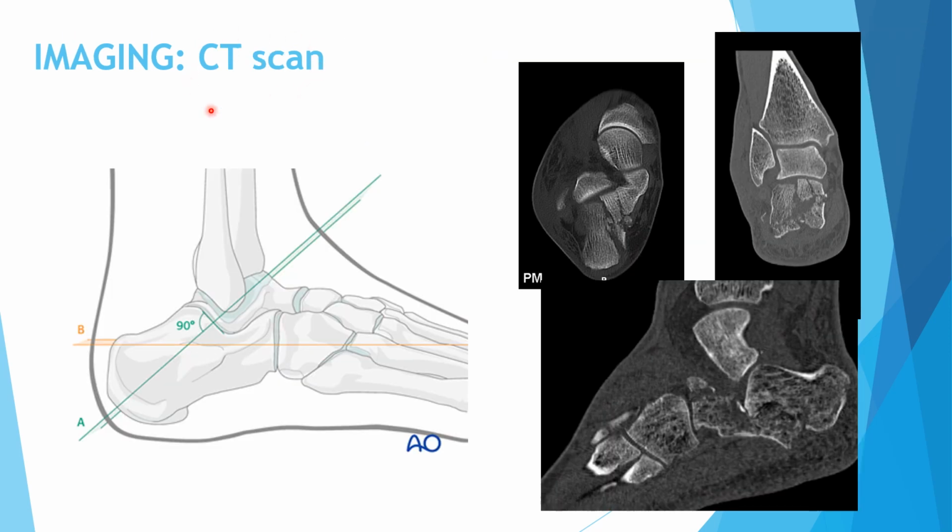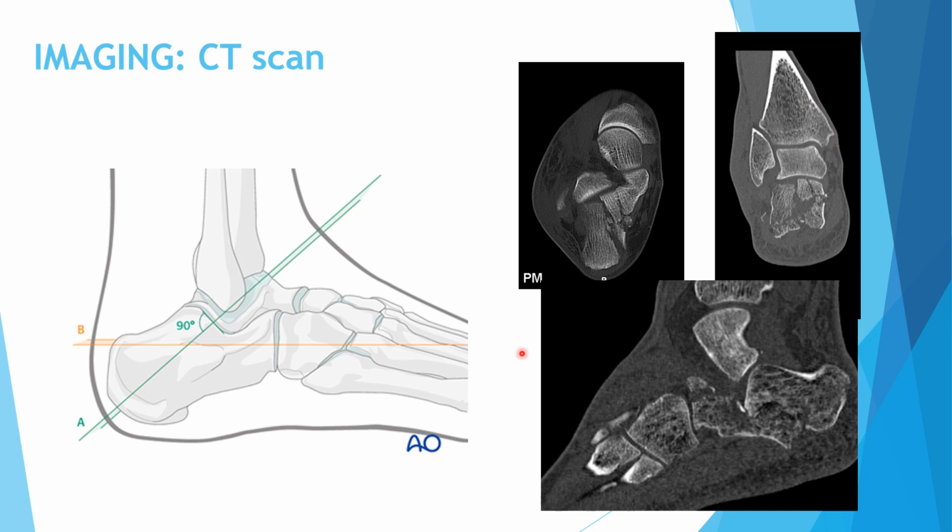CAT scan is a very important imaging modality for calcaneus fracture. Basically, all cases that you plan fixation, or you're considering fixation, should get a CAT scan. And it's better to take the cuts parallel to, along the axis of the calcaneus, so you can get better information.